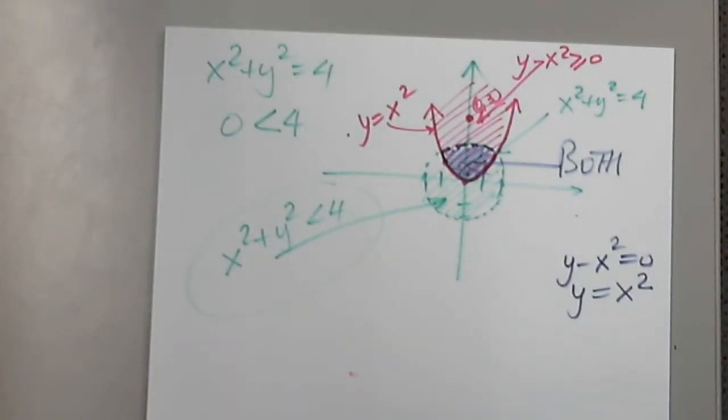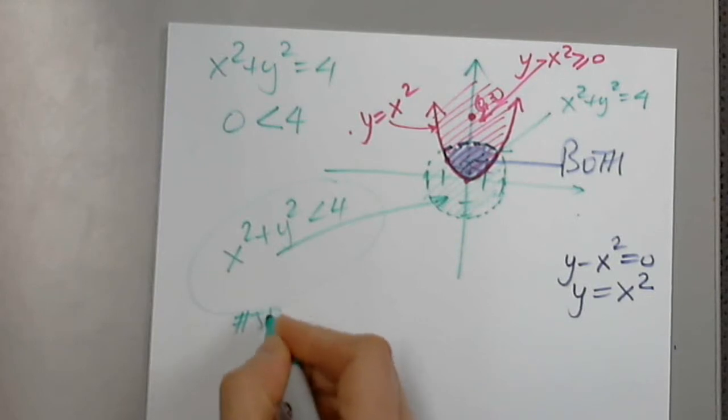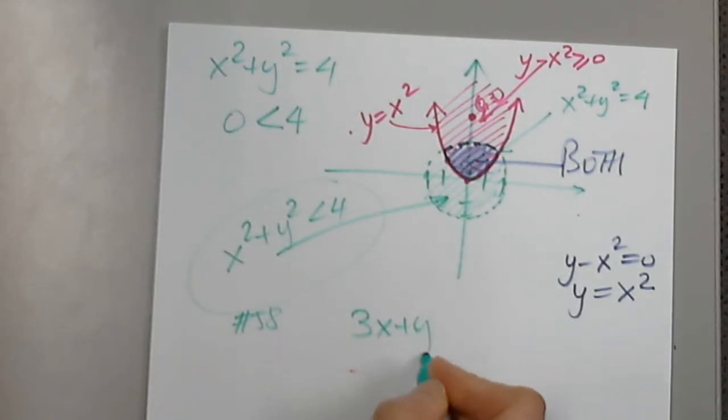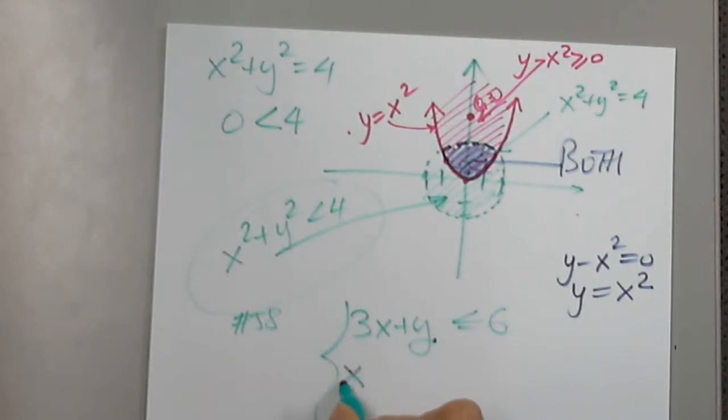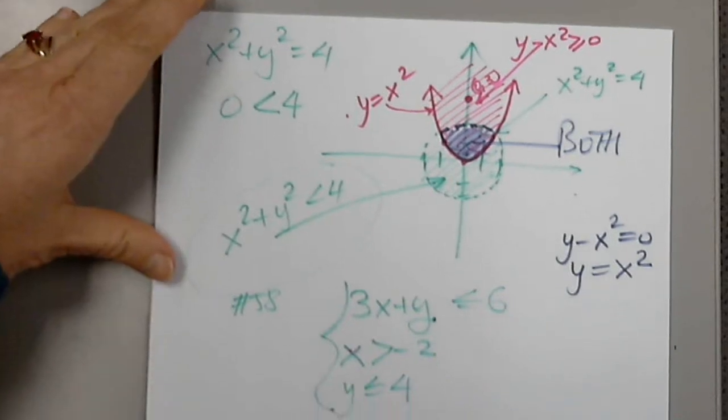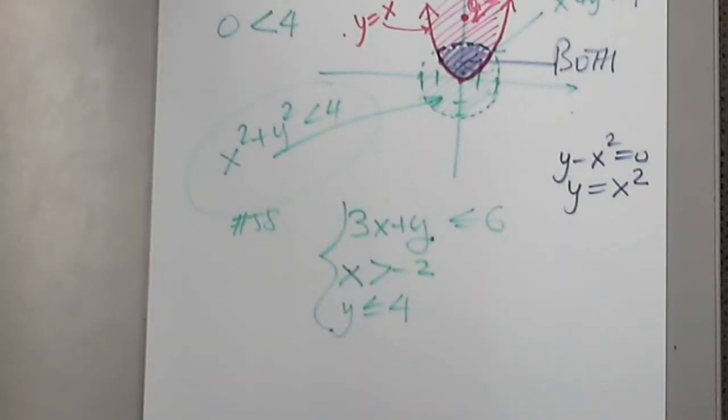Okay, before we look at the last section of this semester, I would like to look at a problem like 58, last one. 3x plus y less than or equal to 6. These are all linear. I don't know why my department decided to put them in, but it's fine. It's just that the system has 3 different inequalities. So first I start with 3x plus y equals 6.